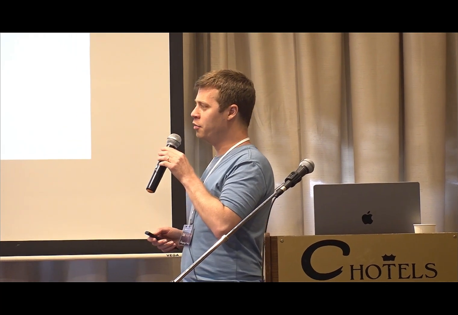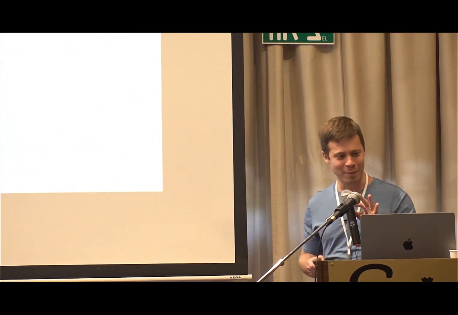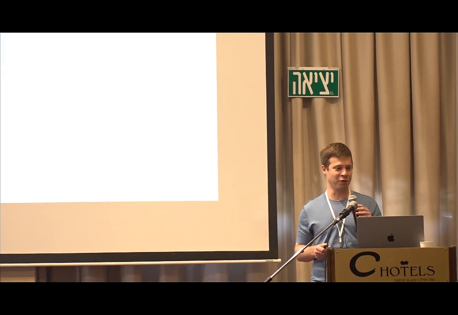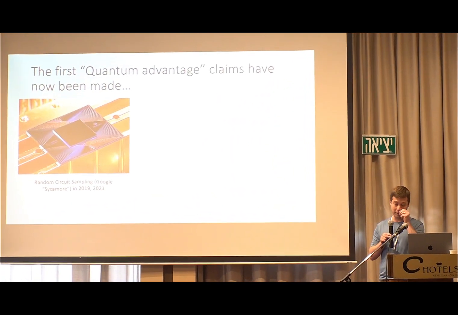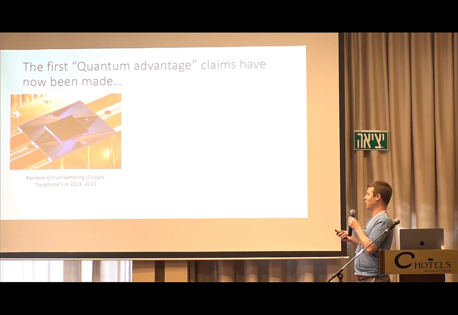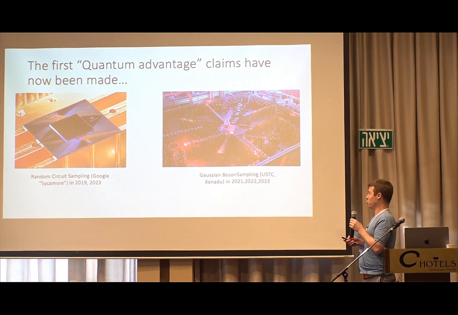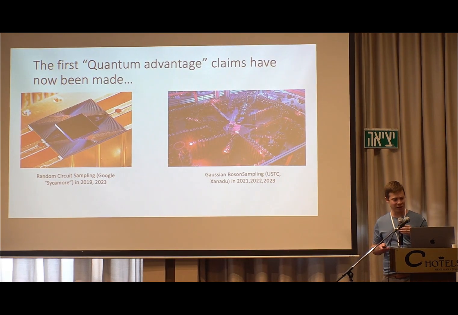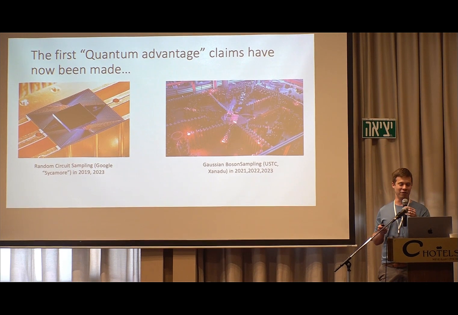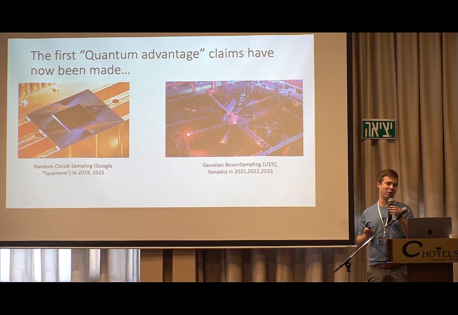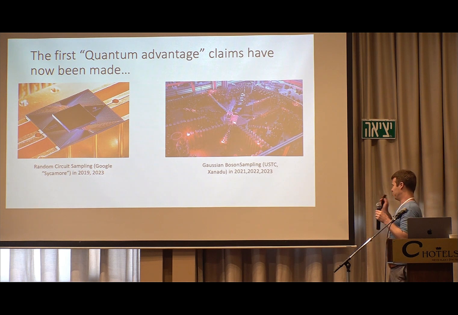I want to talk about random circuits, and particularly the theory of random circuits. The starting point for the talk, which I think will come as no surprise to anyone here, is that the first quantum advantage claims have now been made, right? And we've seen this several times, first by Google in late 2019, in superconducting qubits, and more recently by USTC and by Xanadu, who implemented the so-called Gaussian boson sampling proposal for quantum advantage in linear optics several times now.